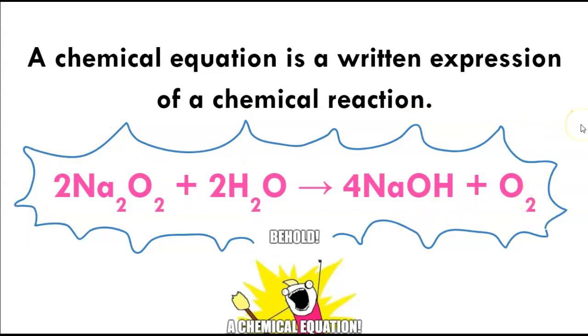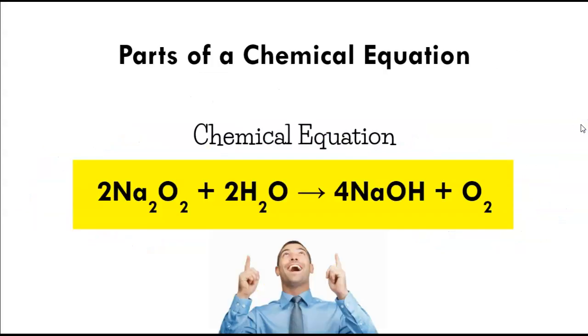We're going to look at the three parts of a chemical equation. The first thing that we need to know is, well, give me an example of a chemical equation. This entire thing highlighted in yellow is a chemical equation. It would help if you pause the video now to write it down as an example.